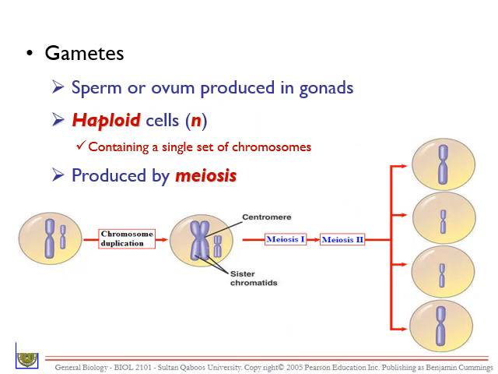Okay, now let's have a look at gametes. Gametes can be sperm if it was in male, and they are known as ovum if they are found in female. Where are they produced? They are produced in sexual organs called gonads. What do we call the gonad if it was in a male? Can you recall? And what do we call the gonad if it was in a female?